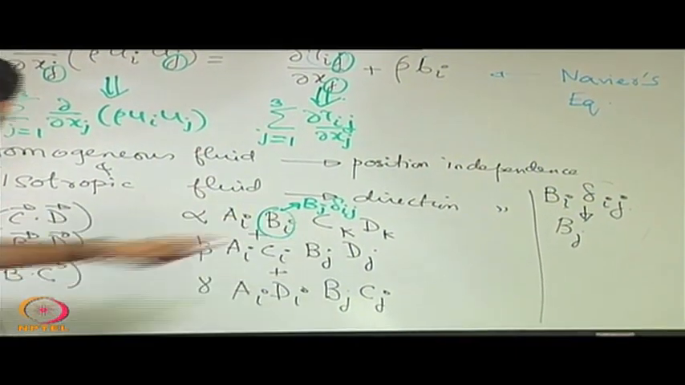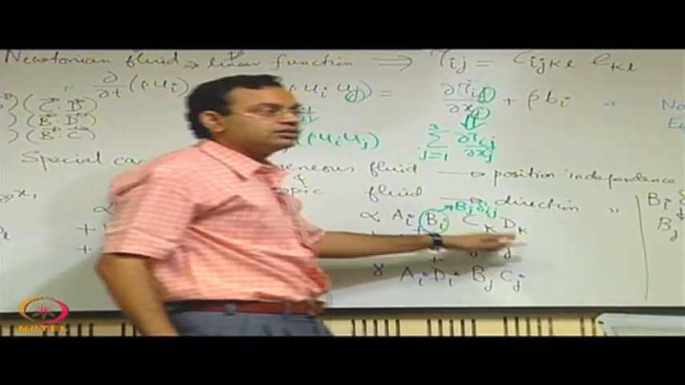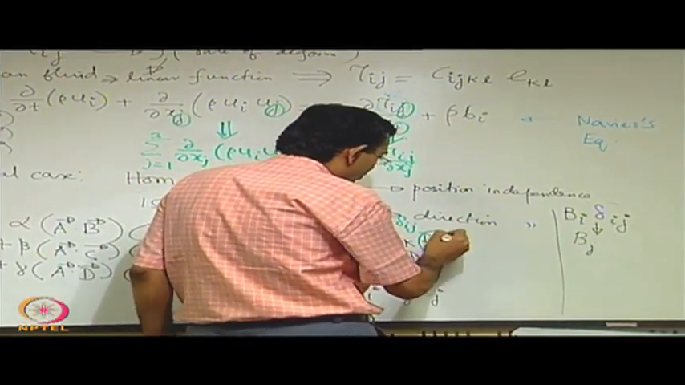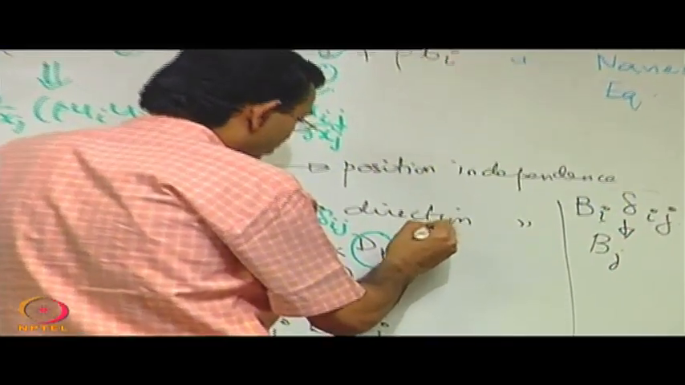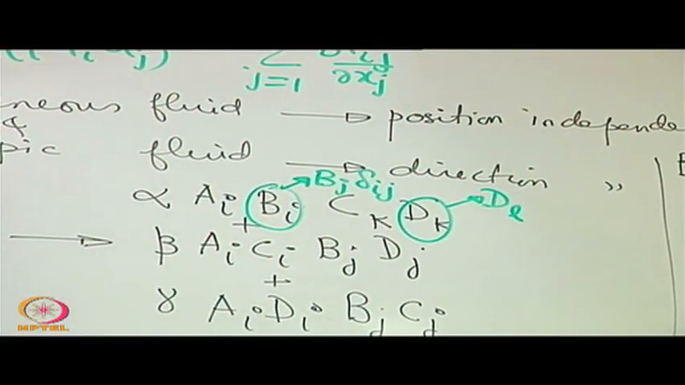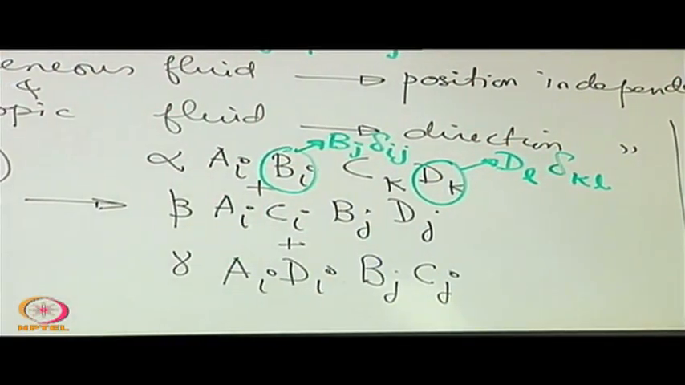We will keep Ck because that is what we want. We want to convert dk to dl. So, what we will do? We will have dl into delta kl, right.